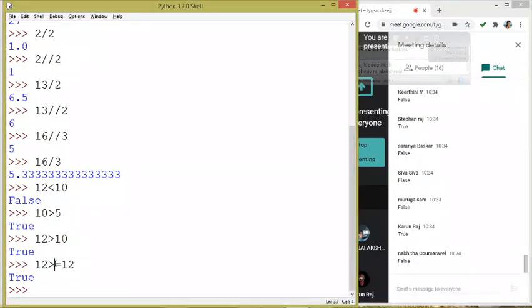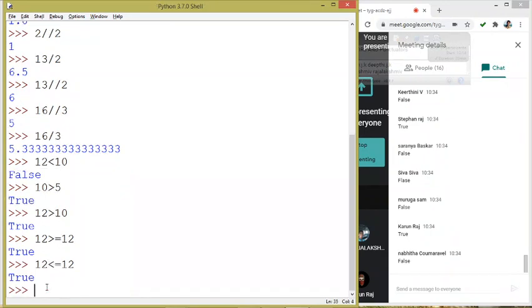Okay, first it will check this operator. This operator is asking whether 12 is greater than 12, the condition will be false. Then it will go to the second operator, whether 12 equals 12, the condition will be true. So the result will come as true. 12 is greater than or equal to 12. Okay, if I write 12 less than or equal to 12, the answer will also be true. Not less than, but it is equal.